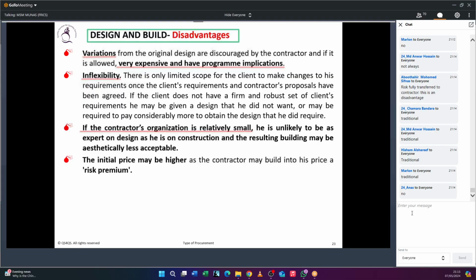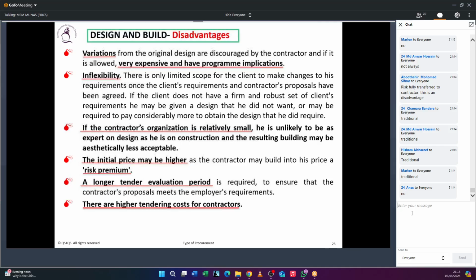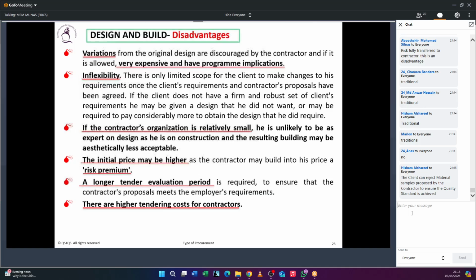So the initial price will be higher because it includes a risk premium by the contractor. Okay, and a longer tender evaluation is needed. Why? Because every contractor submits a different proposal. The employer team must evaluate one by one carefully. It's very hard to determine who is the right one. Also, the tendering cost for the contractor is very high compared to the traditional. You know the reason, right? Like models and other things.